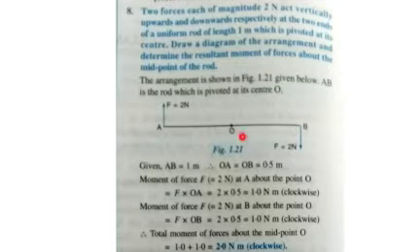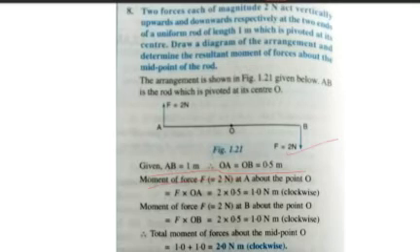AB is the rod which is pivoted at its center O, this is the center O. It is pivoted here. A force of 2 Newton is applied upwards and a force of 2 Newton is applied downwards. Now given AB is 1 meter. OA is equal to OB, that is 0.5 meter. The moment of force F is 2 Newton.